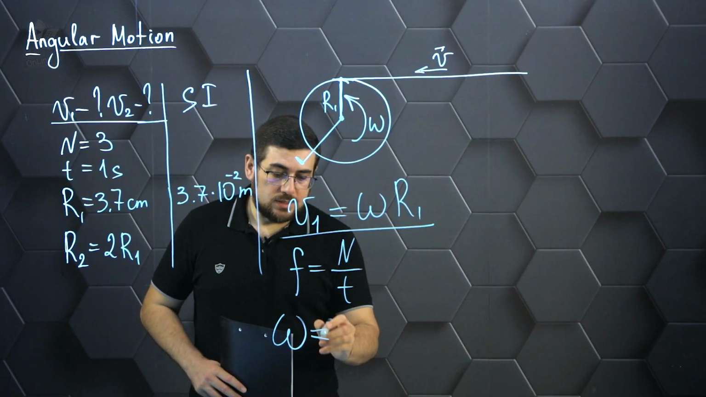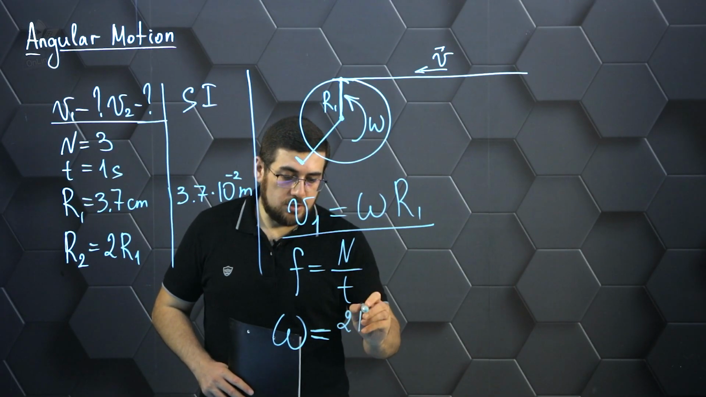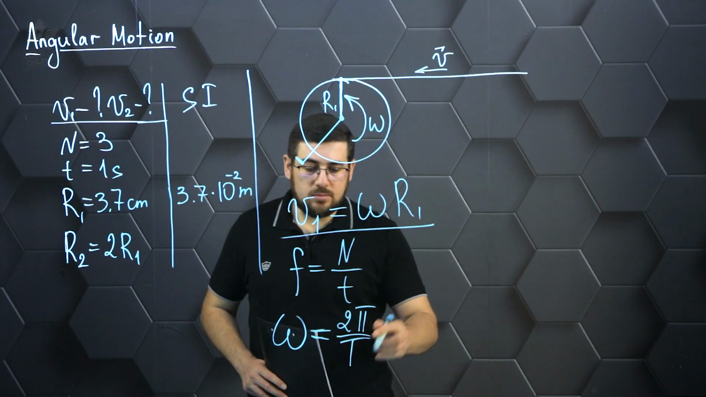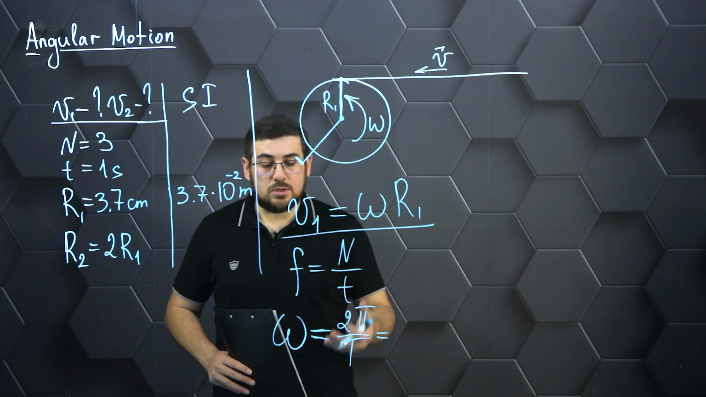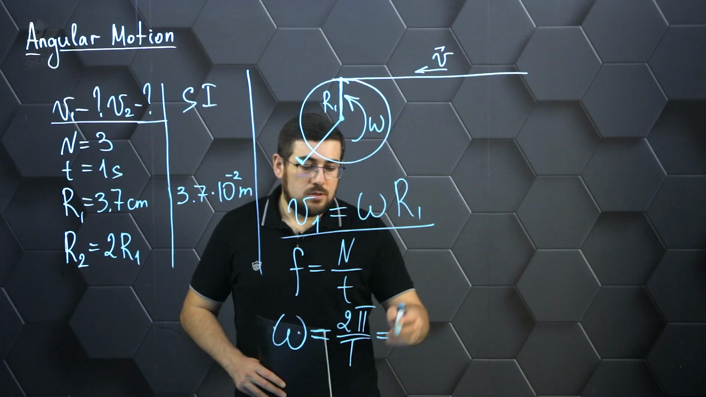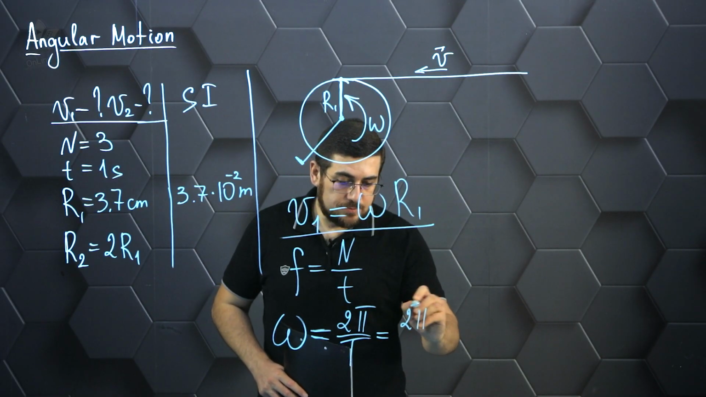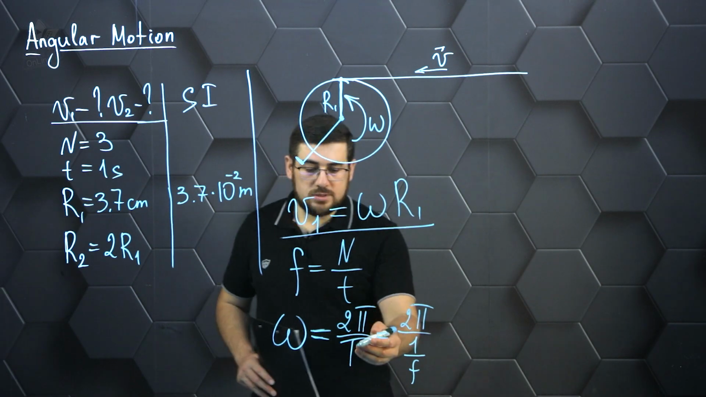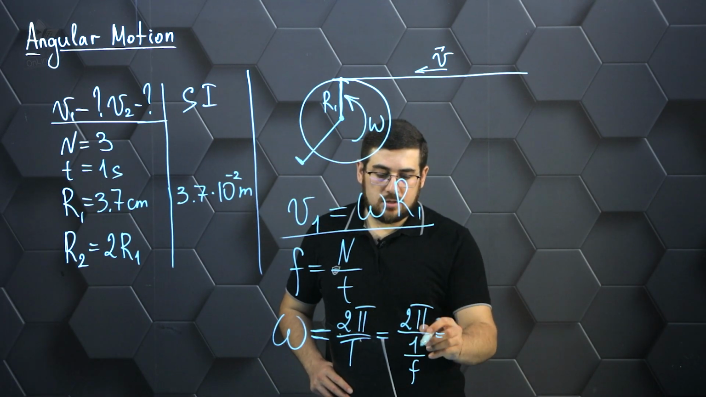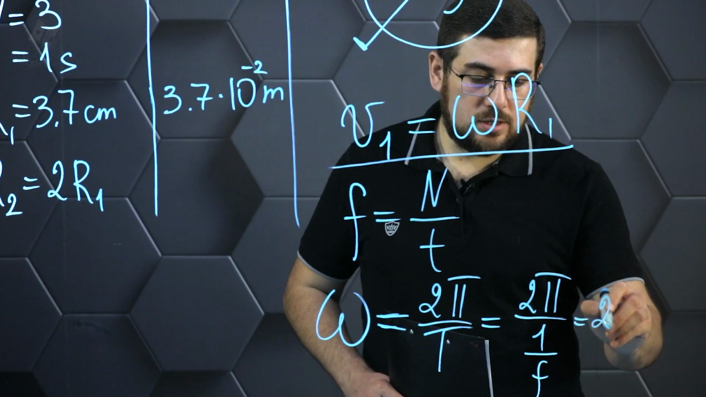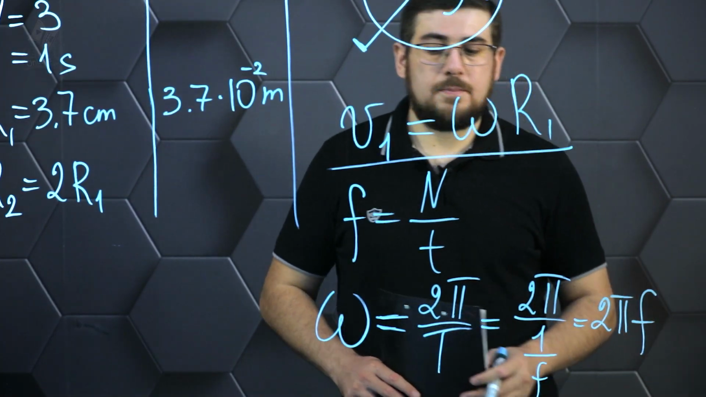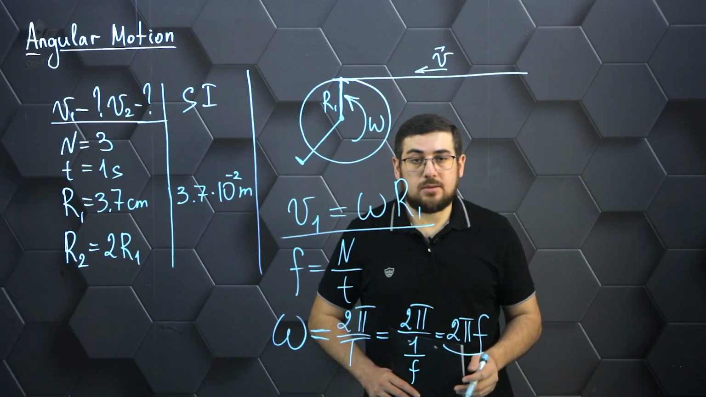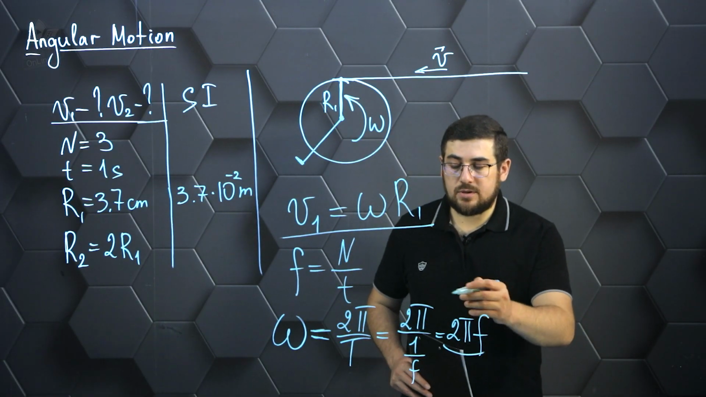There is a formula that defines the relationship between angular velocity and the period of rotation of this object. The formula looks like this, if we remember that the period is the reciprocal of the frequency. Then we have the following notation. If we replace division by the fraction and multiplication by the fraction, then we get the following formula: the angular velocity is directly proportional to the frequency, the coefficient of proportionality being 2π.